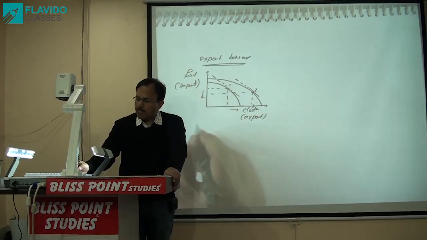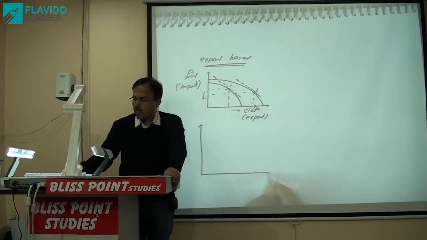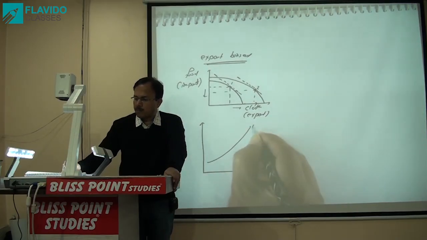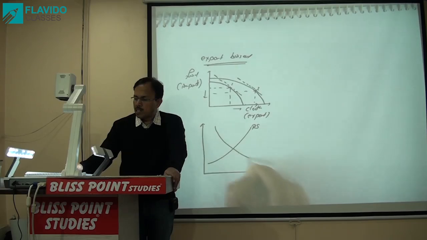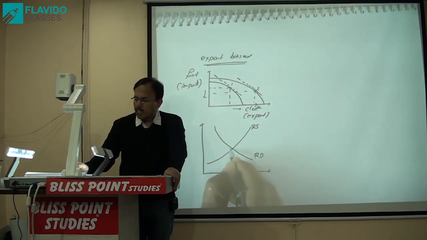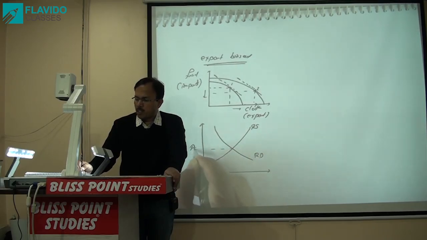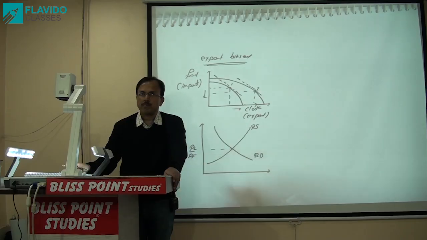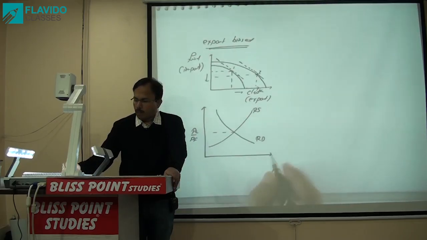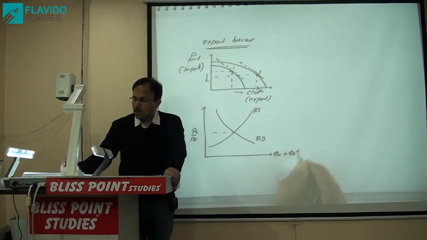Now, if export bias growth occurs, what is the impact on relative supply and relative demand? If you draw the RS and RD curves, their intersection determines the price ratio, PC by PF. And here you write (QC plus QC star) upon (QF plus QF star).